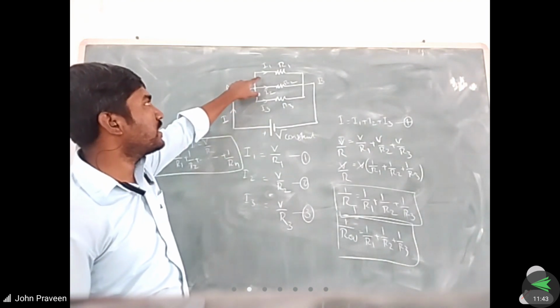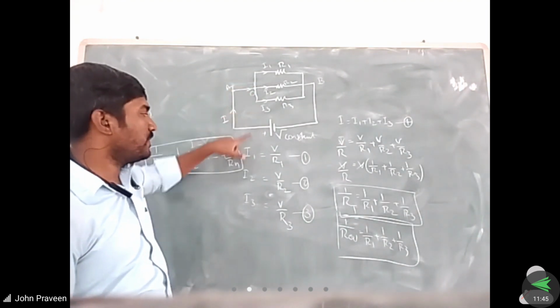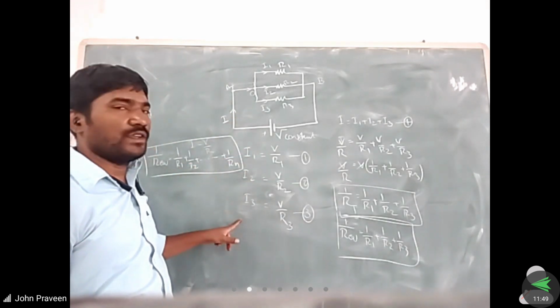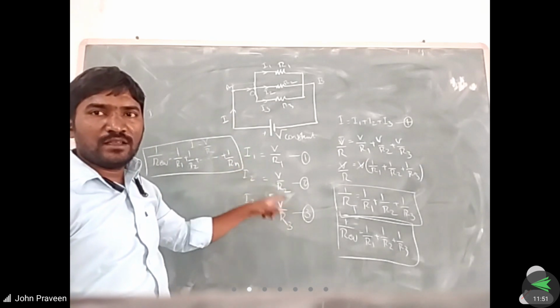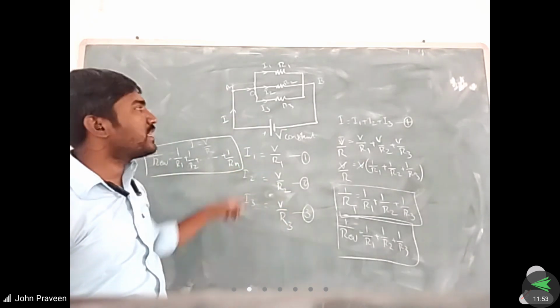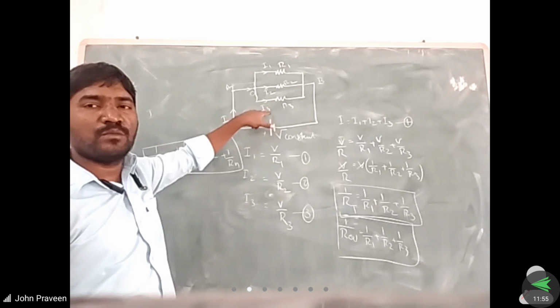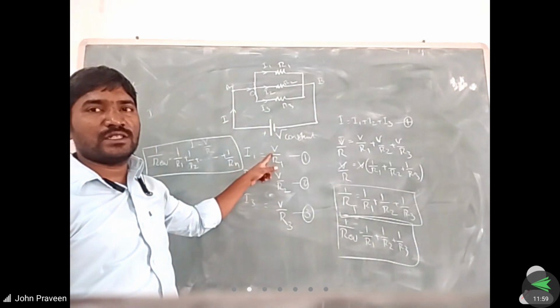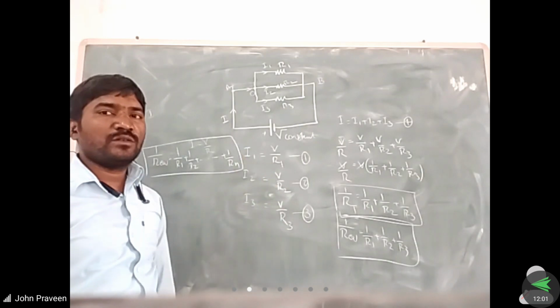How many currents are there? There are 3 currents, so first we find out I1, I2, I3. By applying Ohm's law, I is equal to V by R, but the resistors will be different. Voltage is constant. So from that, we can obtain the three equations: V by R1, V by R2, V by R3.